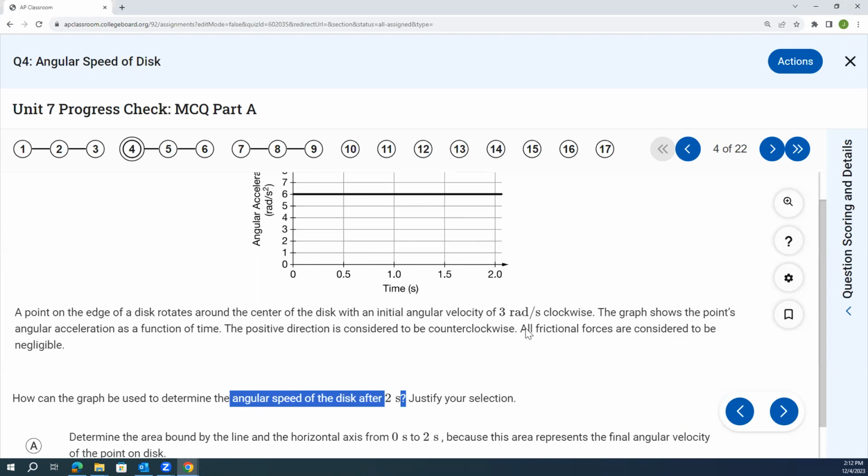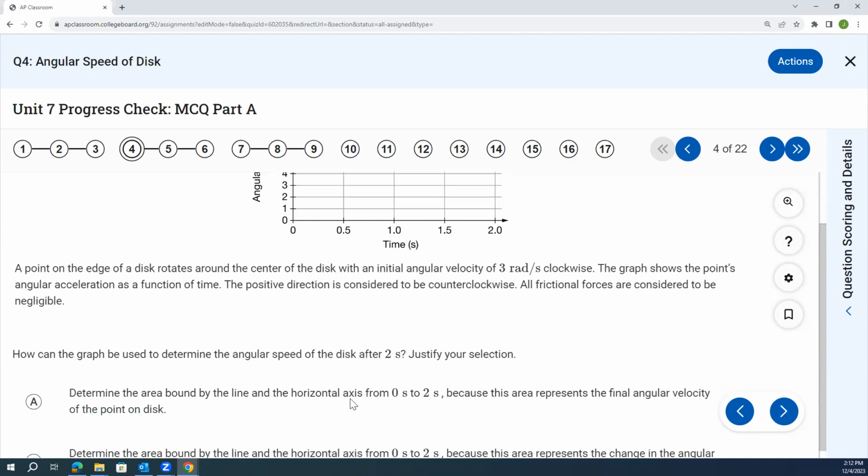Is that 9 radians per second? Which is the exact answer to this question. That's how fast it's spinning, right? So let's see which one says that. Determine the area bound from 0 to 2 seconds because this area represents.